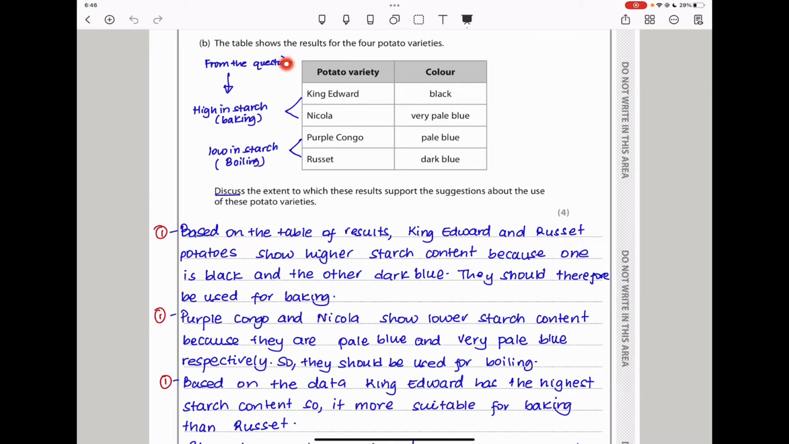Remember again from the question, they said if there is a high starch content, they are going to be good for baking, and if they have low starch content, they're going to be good for boiling. So I can observe that this one here and this one here, since they have a high starch content, are going to be good for baking. However, the King Edward is going to be the best for baking because it has the highest concentration of starch. These ones here are going to be good for boiling. However, this one is going to be the best for boiling because it has the lowest concentration of starch.